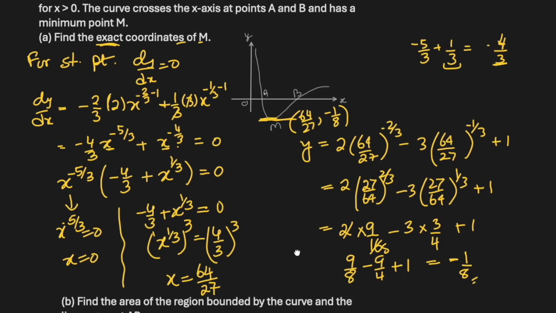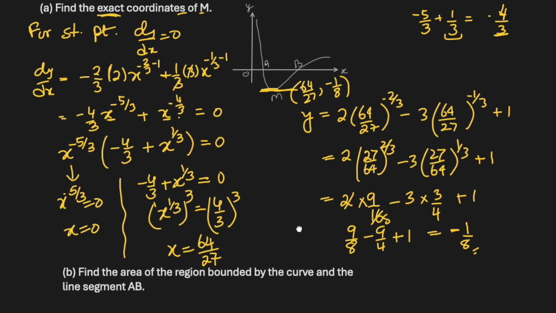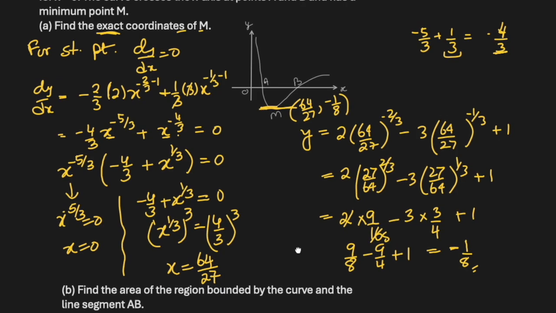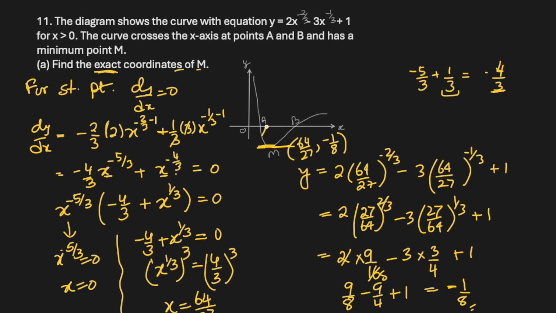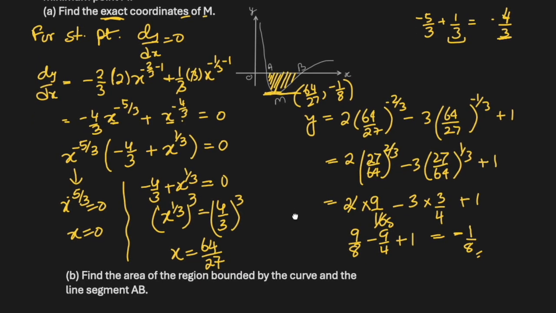Next part. Find the exact area of the region bound by the curve and the line segment AB. This area they're talking about. Of course, this area is going to be negative if we use integration. Yeah? And let's get ready for that. We will just make it positive.